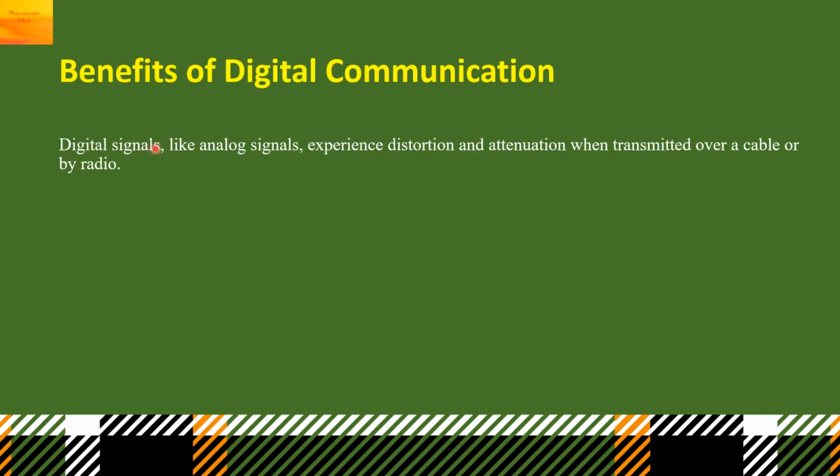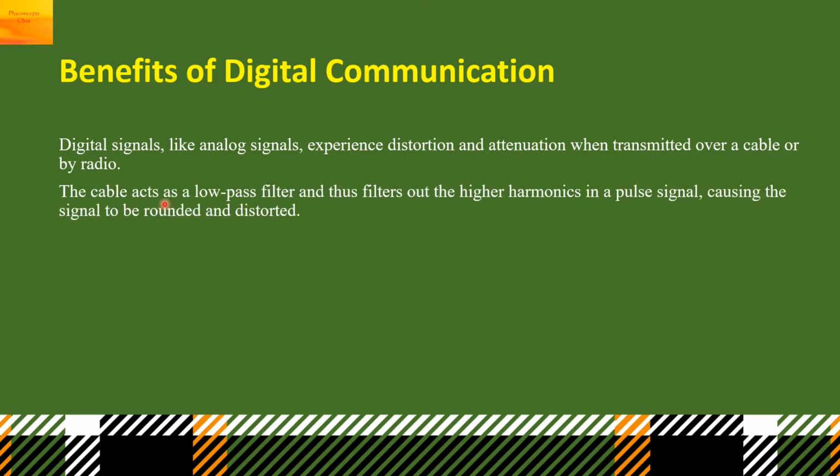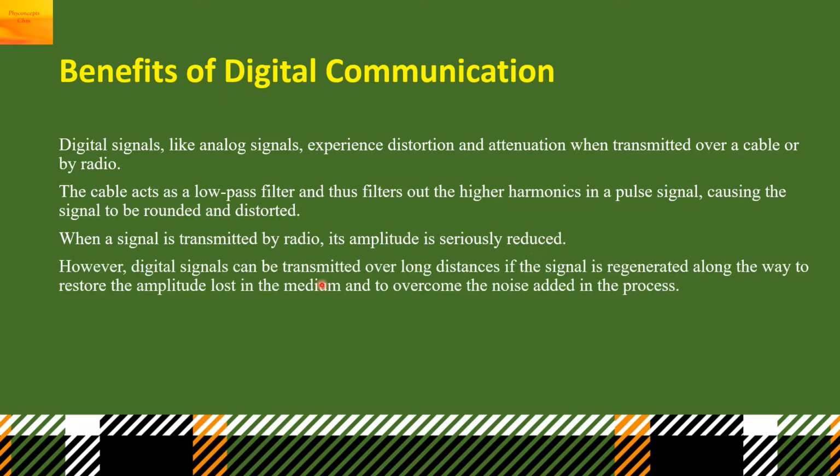Digital signals, like analog signals, experience distortion and attenuation when transmitted over cable or by radio. The cable acts as a low-pass filter and thus filters out the higher harmonics in a pulse signal, causing the signal to be rounded and distorted. When a signal is transmitted by radio, its amplitude is seriously reduced.